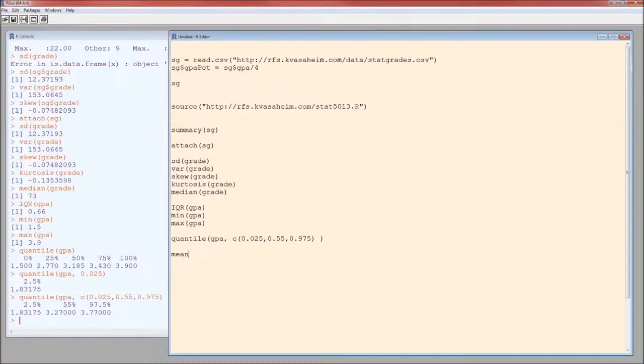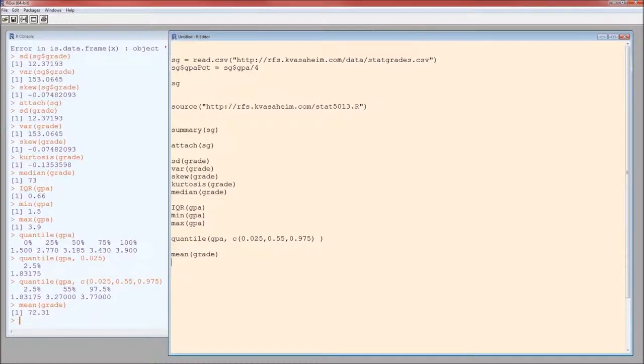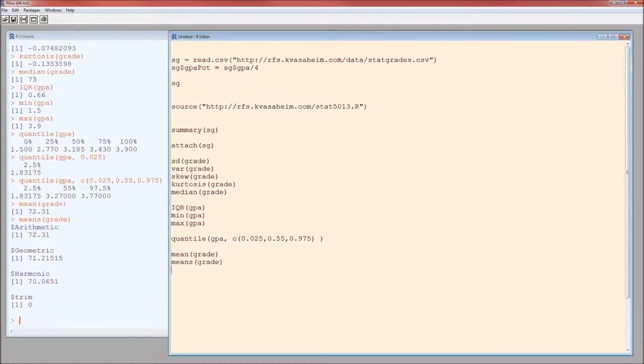3.77. We can do the mean of grade. The mean grade is 72.31. That's the arithmetic mean. We can calculate the other means, not just the arithmetic, but also the geometric mean and the harmonic mean. Arithmetic mean was 72.31, the geometric was 71.22, harmonic was 70.07. And we didn't do a trimmed mean, but we could if we wanted to.